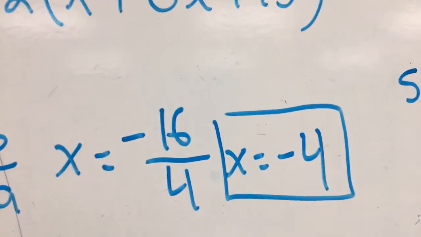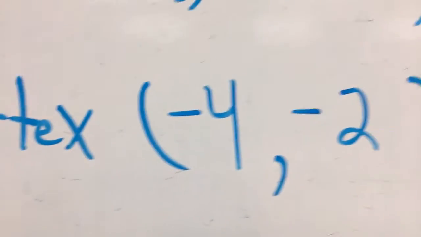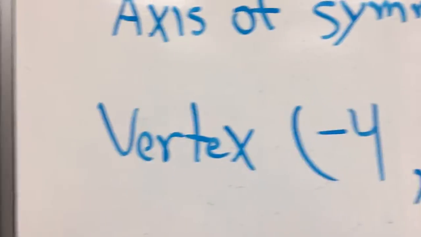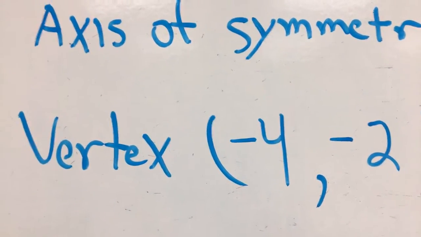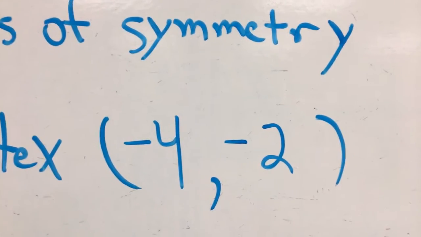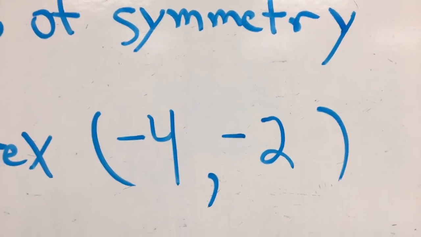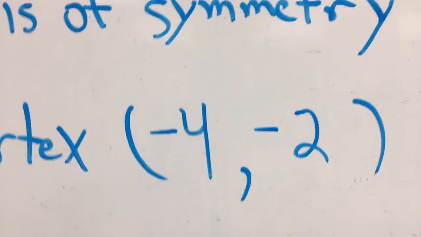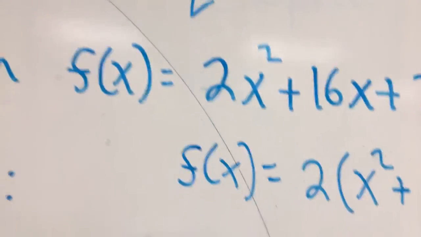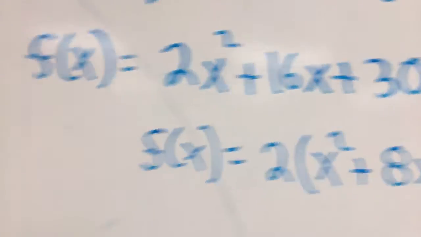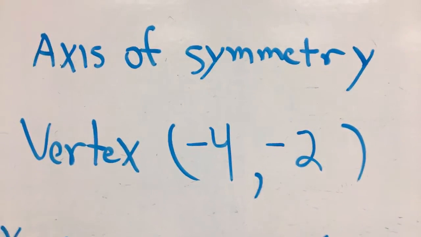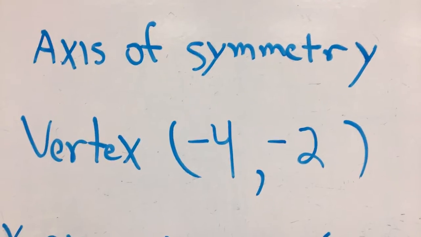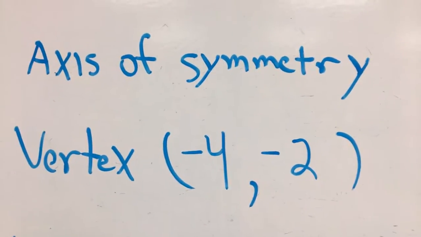Now, we know that the vertex is on the axis of symmetry. So take that value and put it in the x slot for the vertex. You can find the y coordinate of the vertex right now if you want to. You simply plug negative 4 back into this equation, and you will find that y is equal to negative 2. I'm going to do that a little later on after it's in factored form, but you could do it now if you so choose.